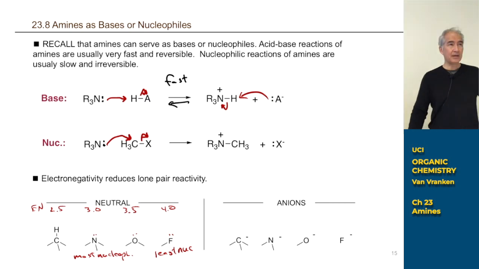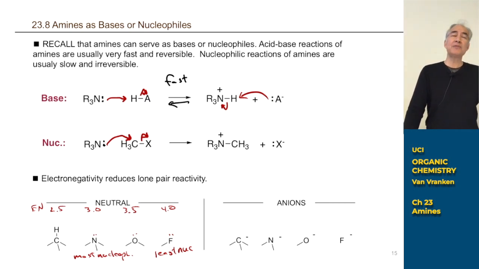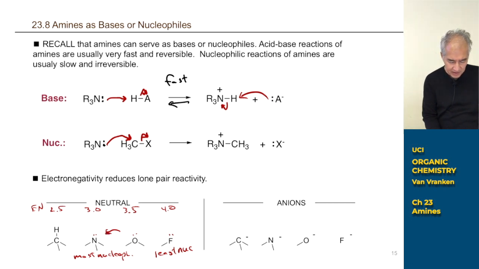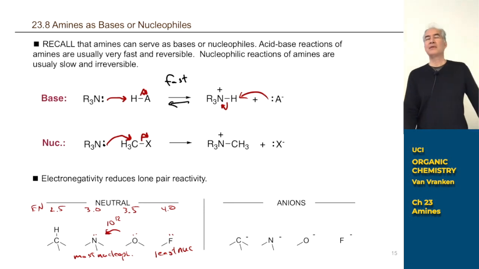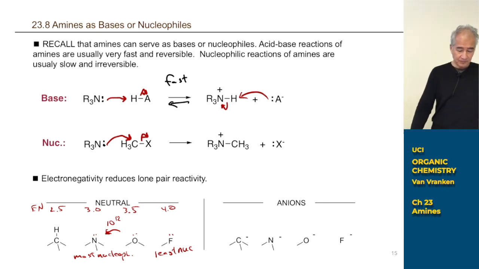Most nucleophilic, amines. Substantially more nucleophilic than oxygen. How much more nucleophilic than oxygen? About 10 to the 12th. Right? Just going based on basicity values, it's about 10 to the 12th more nucleophilic when you're a nitrogen atom. What is that, like a trillion times more nucleophilic? That's what makes this a separate chapter: nitrogen is vastly, vastly, vastly more basic and more nucleophilic than oxygen.